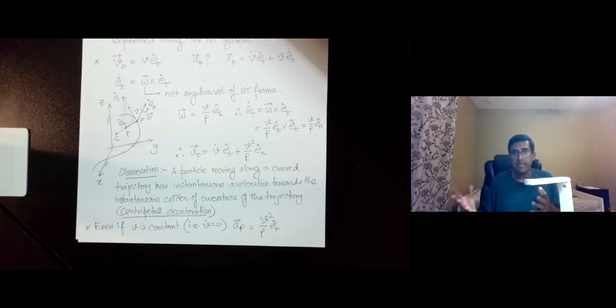These are some of the salient features of the nt coordinate system. It is a very useful coordinate system and can be used to solve a variety of different kinds of problems. So that's it for this video.